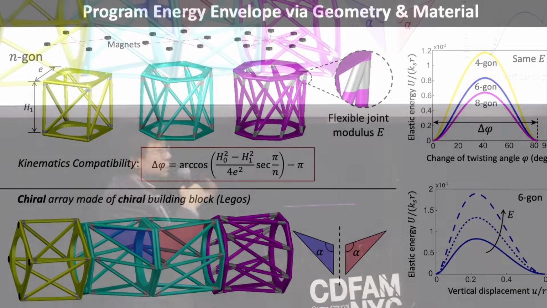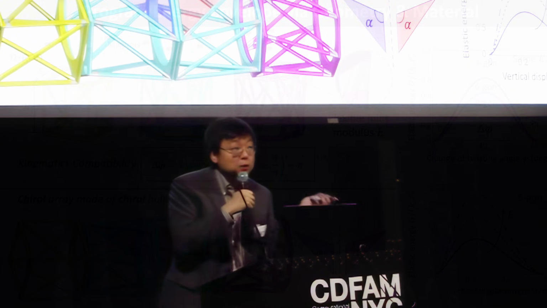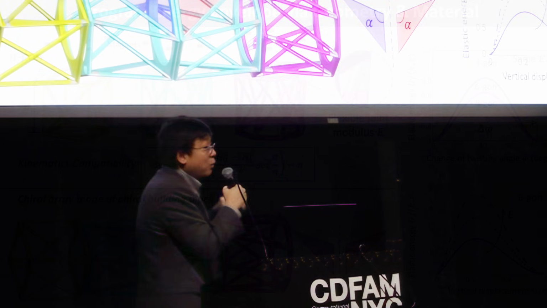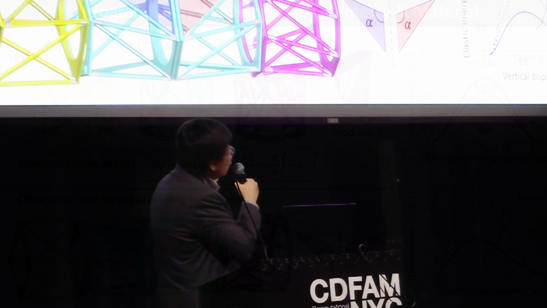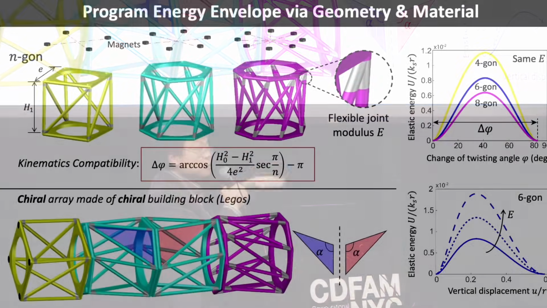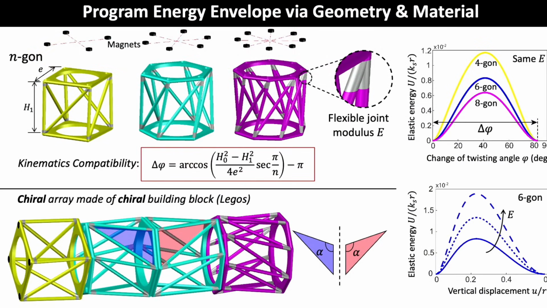One way is to utilize the geometry. For example, we can utilize 4-gon, 6-gon, and 8-gon. Assuming we build this geometry with the same material, you can see the energy envelope, the amount of energy you input to deform the structure, is very different. Another, more straightforward way is to change the material we build this geometry with, and then we can get tunable mechanical properties.